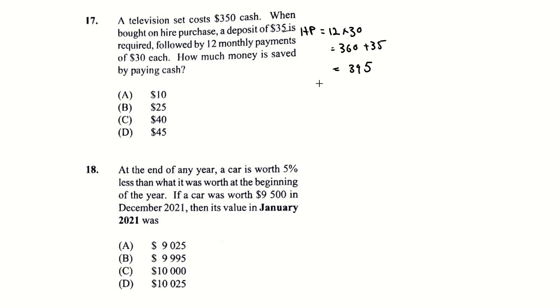395. And if you pay cash, the cash price is 350. So how much would he save? It would be 395 minus 350, and we can see that he's saving $45. So the answer is D.